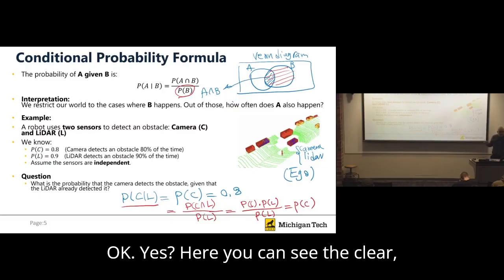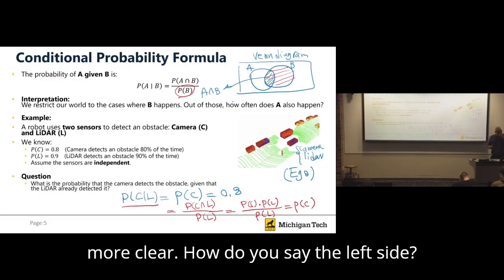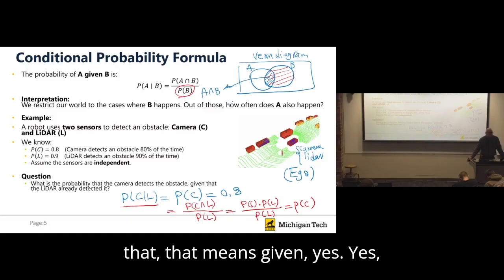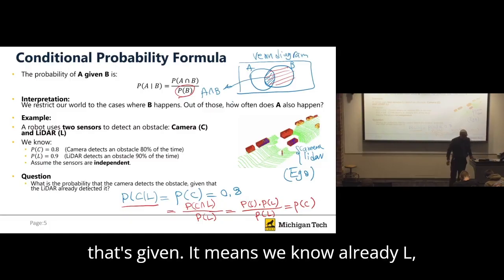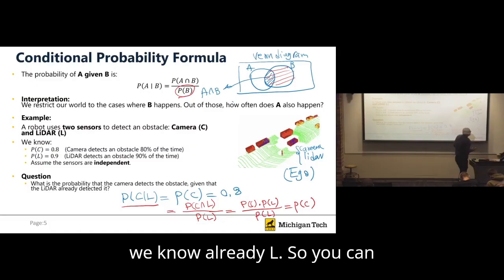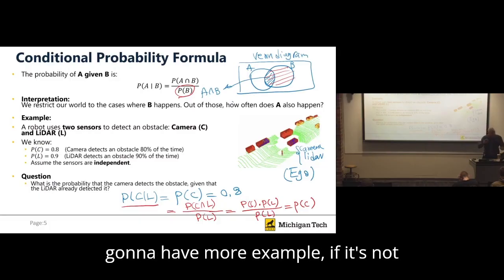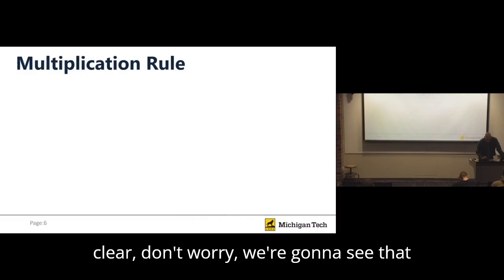Oh, okay, got it. Here you can see more clearly. How do you say the left side? Like P, C of L. Given. That line means given. That means given. Yes, that's given. It means we already know L. So you can see that, given the LiDAR. We're going to have more examples. If it's not clear, don't worry. We're going to see that a lot.